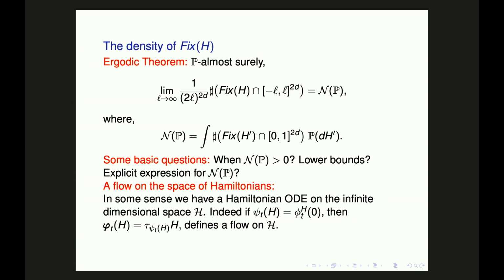And one can show that this flow that you get here, the flow that, see, I'm so bad with these things. Oh, here. Right, so this suggests that you define an ODE on the space of Hamiltonians.